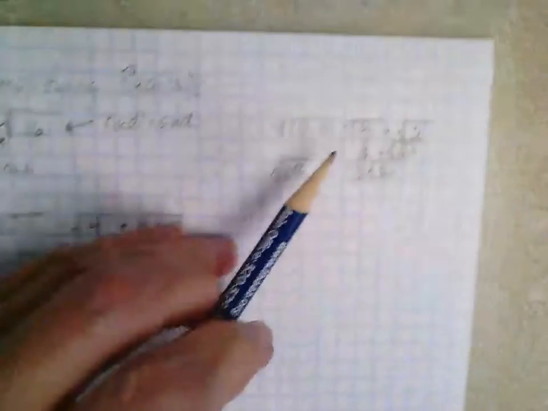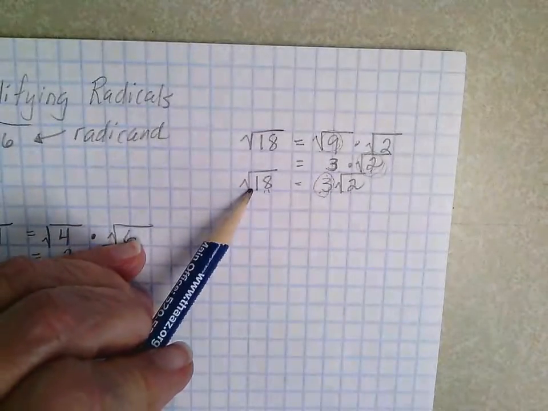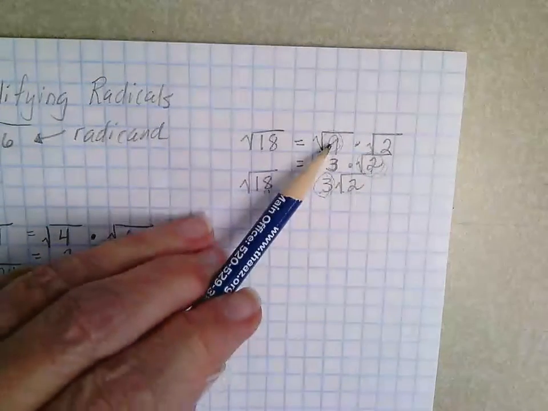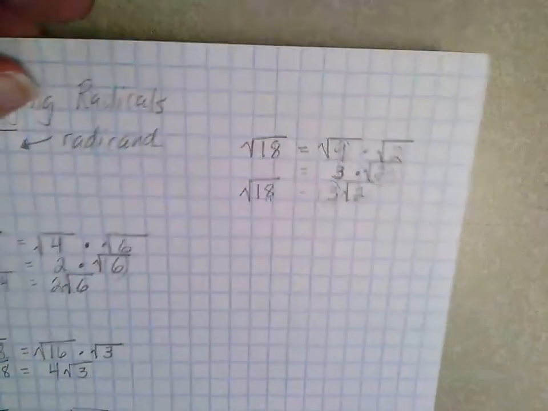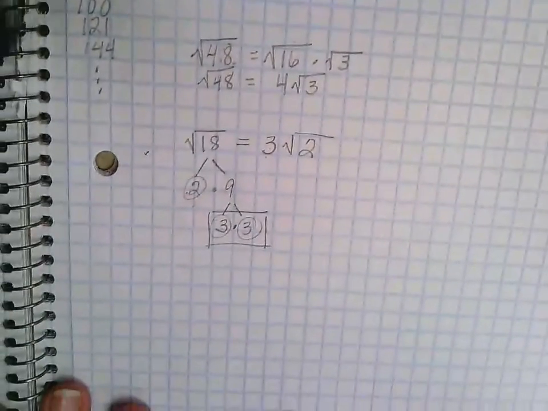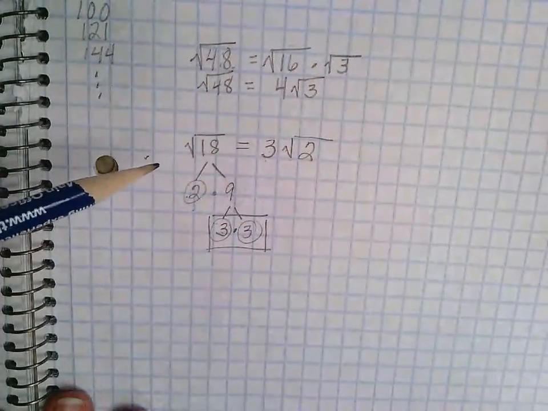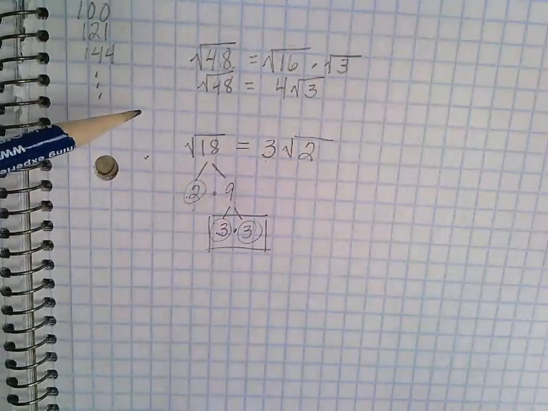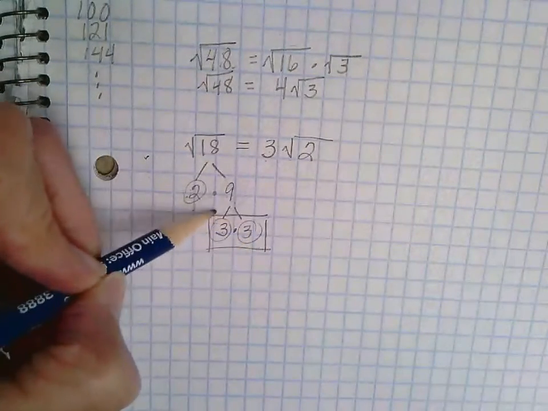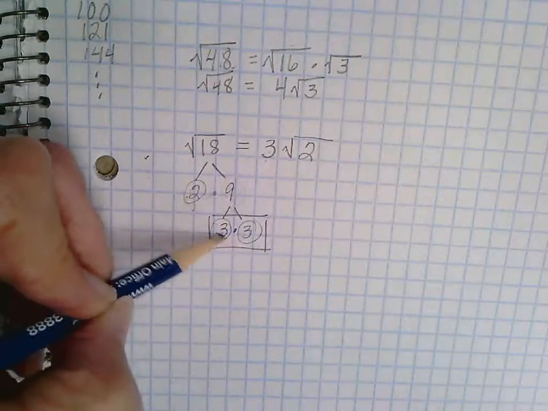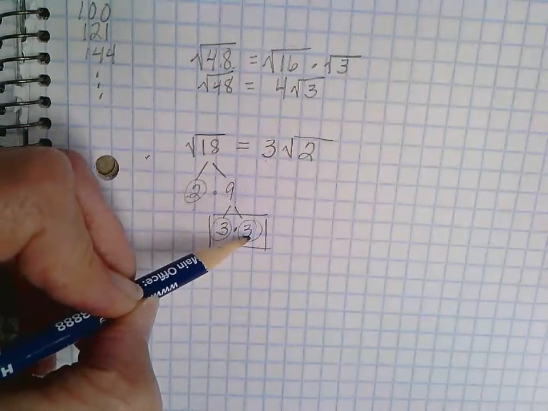And when I look back up at the square root of 18 doing it the other way, I can see that I have 3 root 2. So that way checks. I get the same exact answer. But what you have to remember is that you are finding pairs of the prime numbers down here.